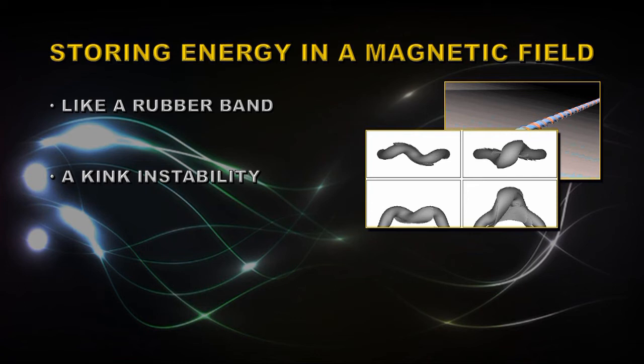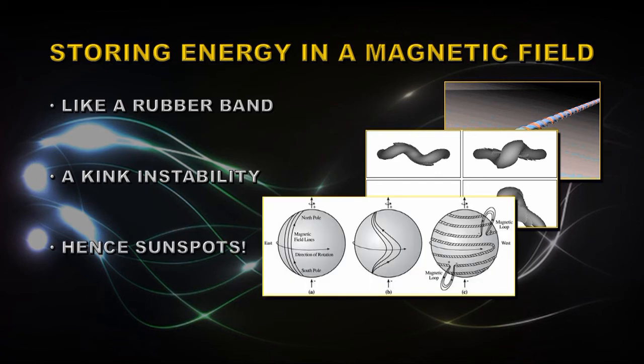And that kink is very, very important to the Sun because that makes the twisted magnetic fields beneath the surface of the Sun pop through the surface of the Sun, and that creates sunspots. Sunspots are merely places where the strong magnetic field from below the surface of the Sun is poking through the surface of the Sun.